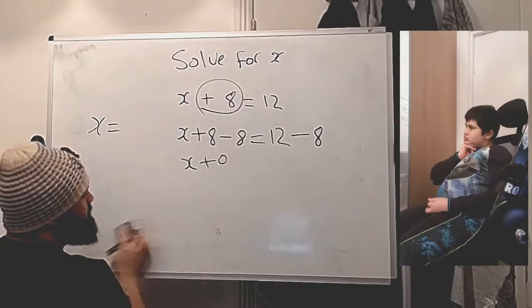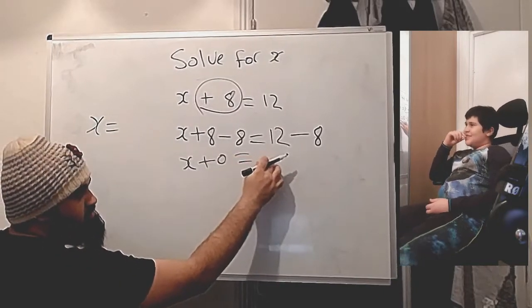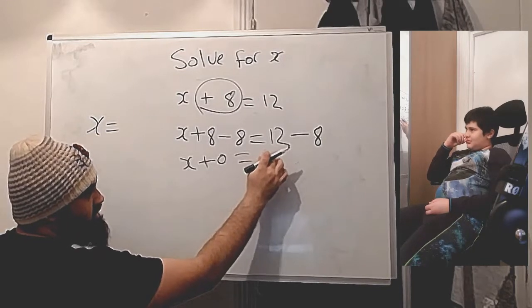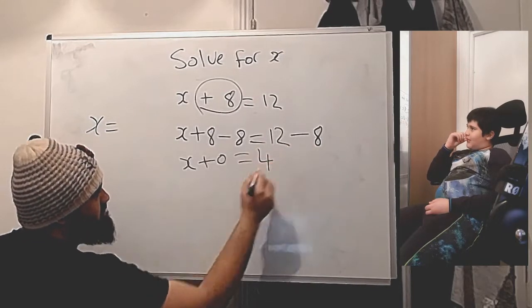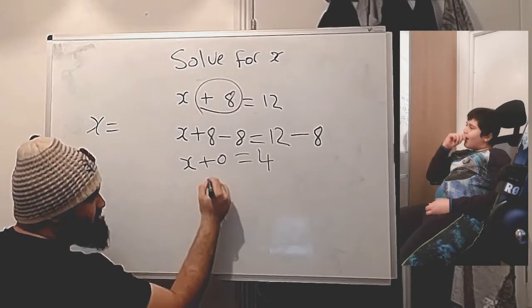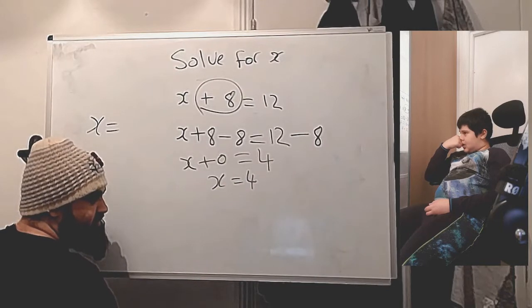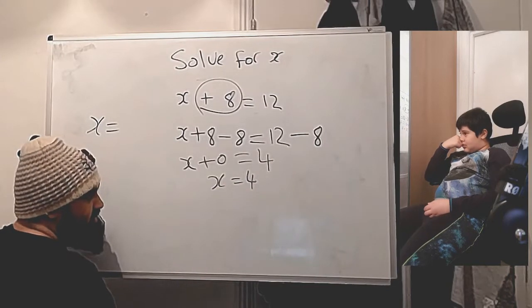And that equals what? 4. Equals 12 minus 8, which is 4. Well, there's no point writing x plus 0, is there? So can I not just write x equals 4? Can I do that? Yeah.